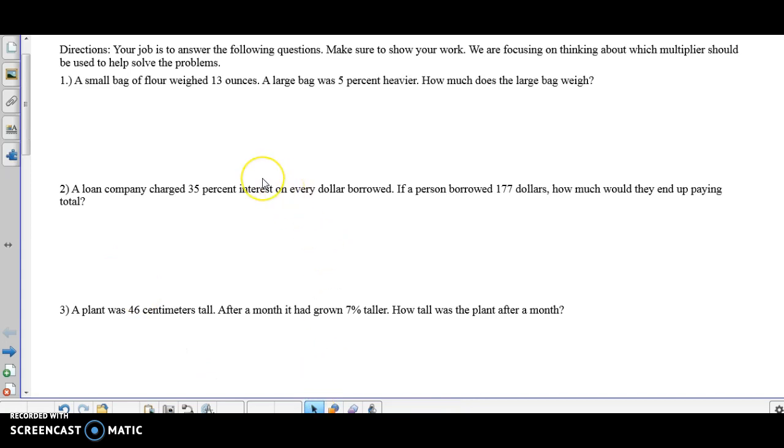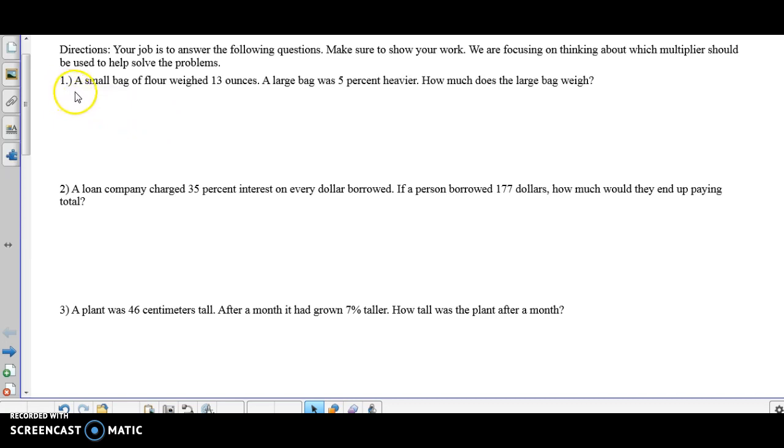For these, I'm going to show you using a linear model just so you can visualize it. You don't have to show the linear model unless it helps you. So the direction says your job is to answer the following questions. Make sure you show your work. We are focusing on thinking about which multiplier should be used to help solve a problem.